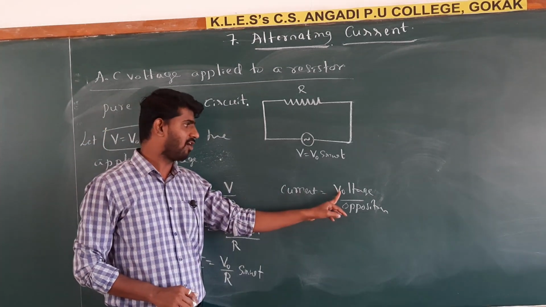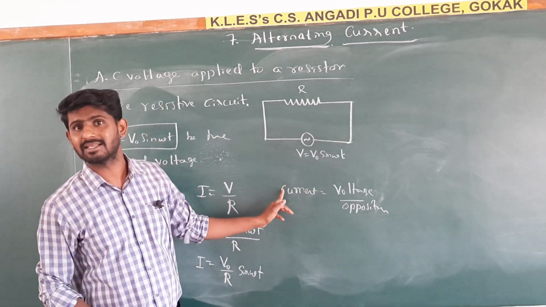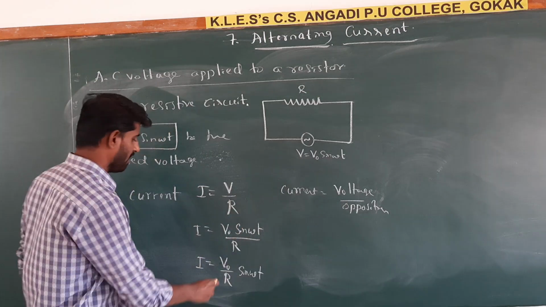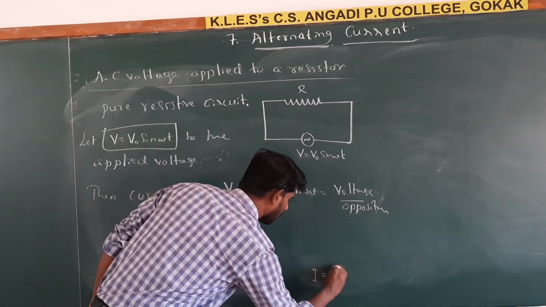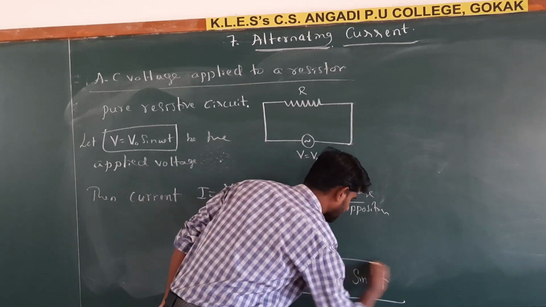So if it is an ordinary voltage, you will get an ordinary current. If it is a maximum voltage, you will get maximum current. So that's why for this one I call it I naught. Then the equation becomes I is equal to I naught into sin omega t. So this is our equation.